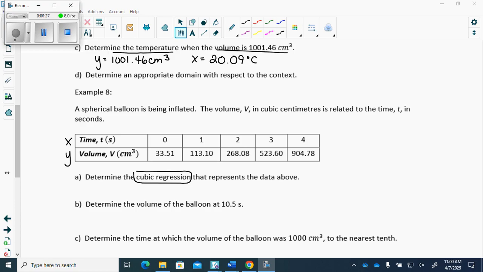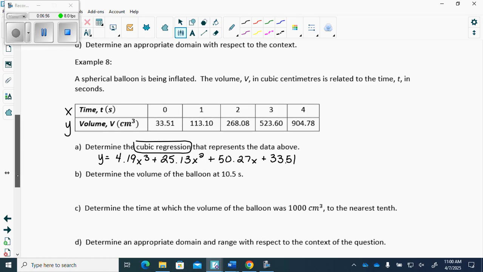Okay. So I need the cubic regression for this one. It's y equals 4.19x cubed plus 25.13x squared plus 50.27x plus 33.5.